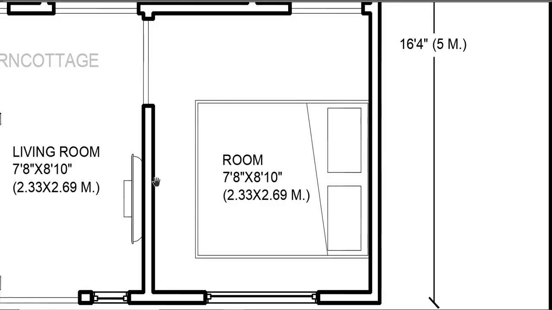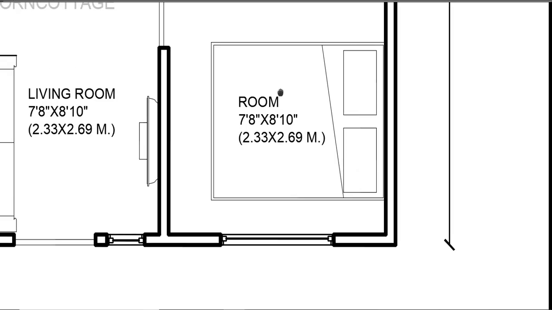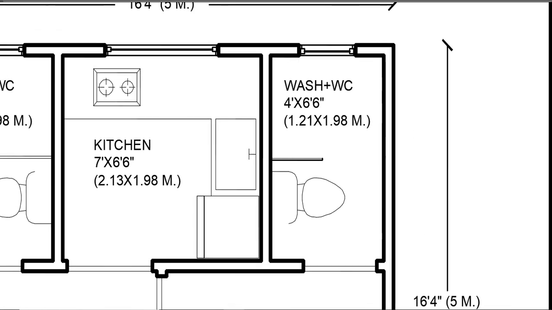The size of the room is 7 feet 8 inches into 8 feet 10 inches, in meter 2.33 into 2.69 meter. You can see here the bed arrangement and also a large size window for ventilation of this room. And we have an attached washroom plus water closet here with this room.